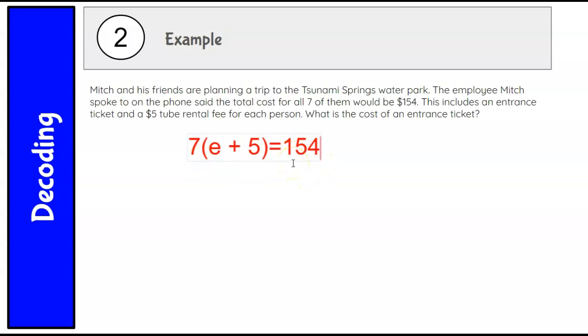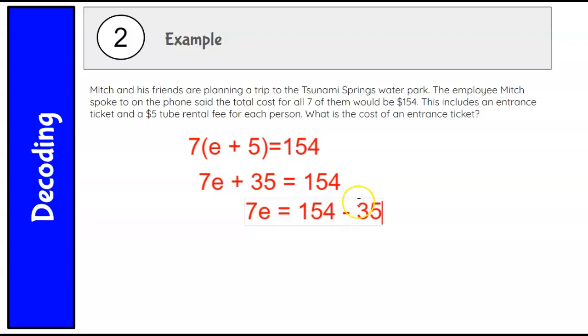So we're going to distribute and do 7E plus 7 times 5. And then we're going to switch the 35 over to the other side by doing the subtraction property of equality. And that becomes 7E equals 119. And then we can divide: 119 divided by 7 is $17.